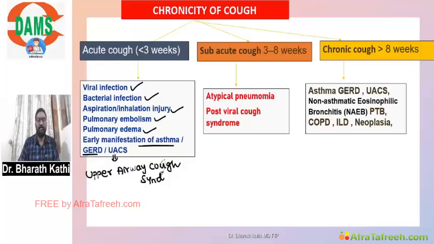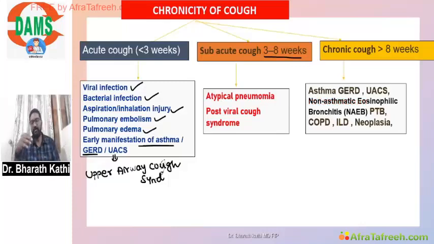Whereas subacute cough, this is what we routinely see in our OPDs. The patient says, doctor, I am having cough for the past 1 month, 3 to 8 weeks. Usually it can be atypical pneumonia and post-viral cough syndrome. Once there is an upper respiratory tract infection, it can later result in post-viral cough syndrome.